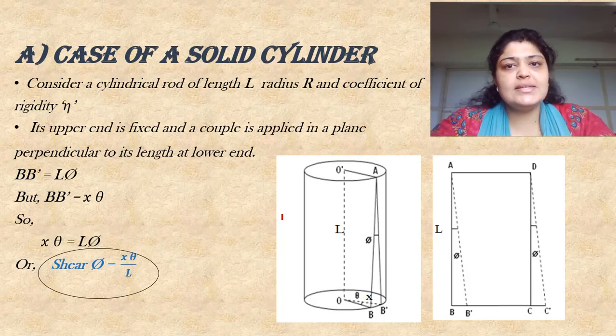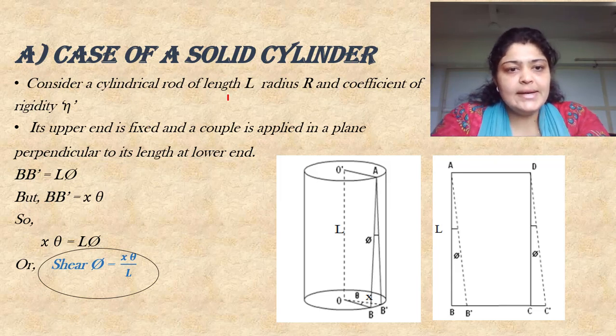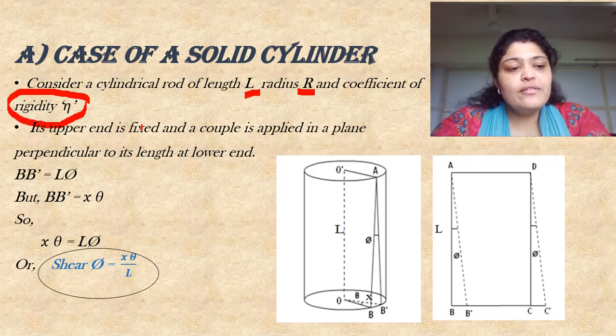Now let us discuss our derivation. This derivation is divided into two parts. First, we will be discussing a solid cylinder. So we assume a solid cylinder which has a length L and a radius r. The coefficient of rigidity, eta, is related to shear stress and shear strain.